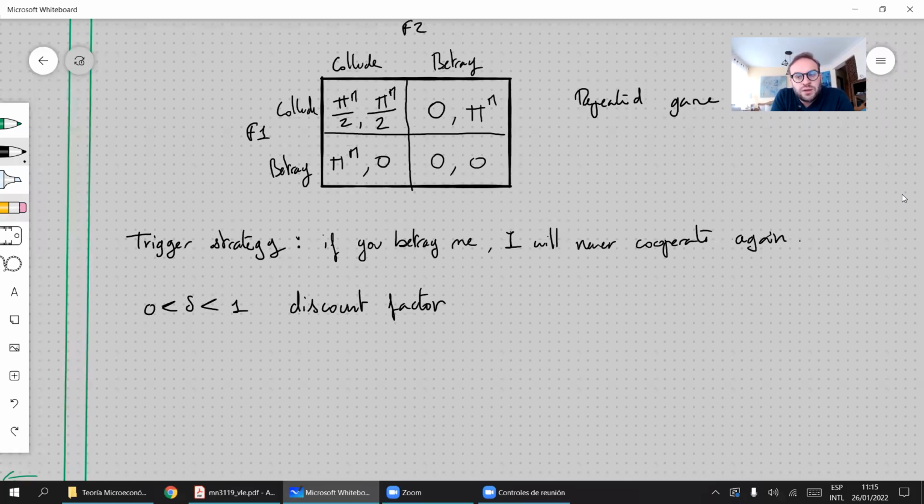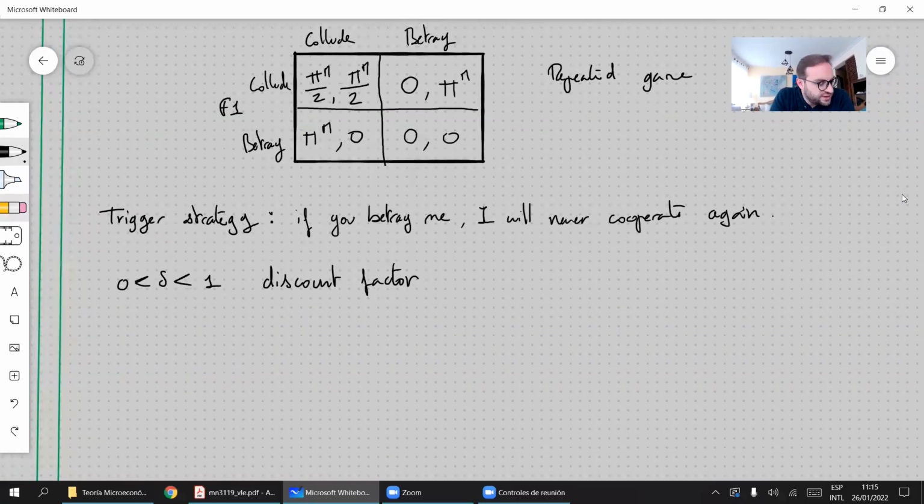So if you give me 1 Boliviano in the next period, the value for me of this 1 Boliviano is delta. And if you give it to me in 2 periods, then the value is delta squared, right? So obviously for those in finance, this is super easy. And the idea is that if we manage to cooperate forever, what is going to be the payment?